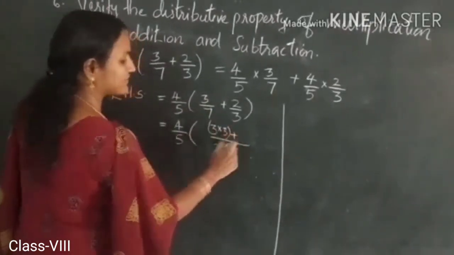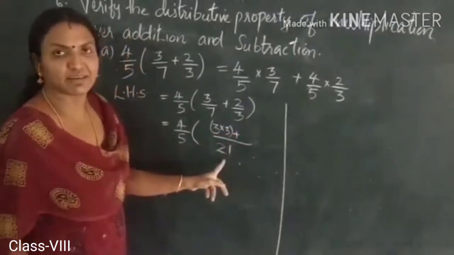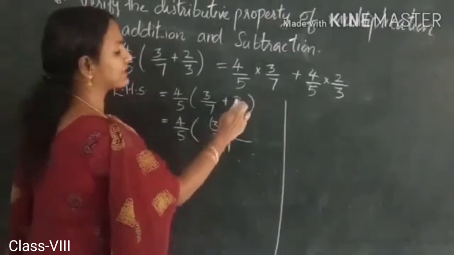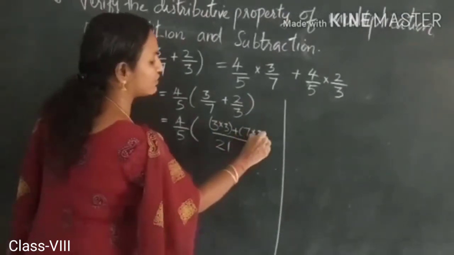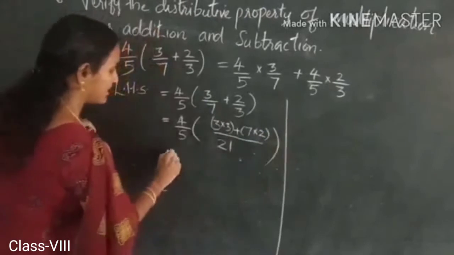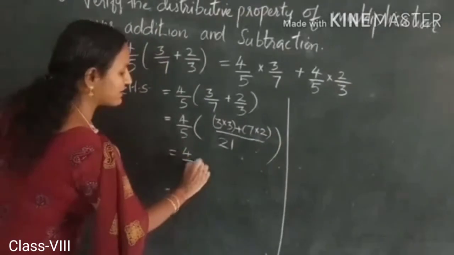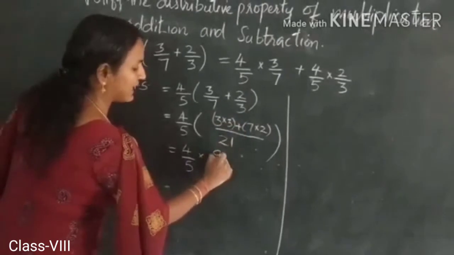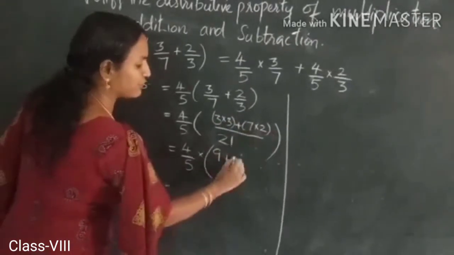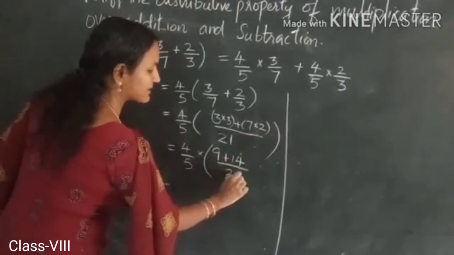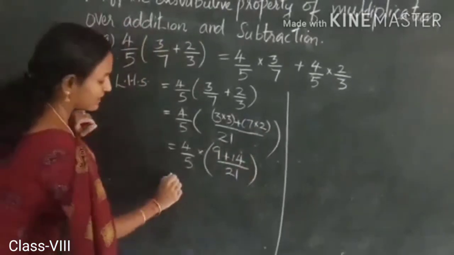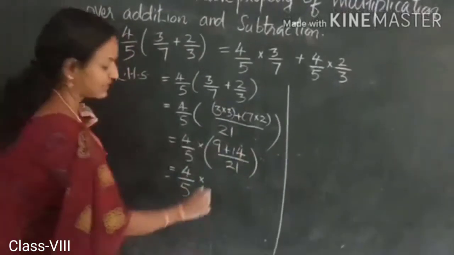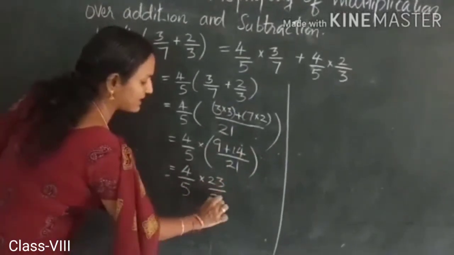plus 3 sevens are 21. So you have to multiply that 7 with the numerator 2. So 7 into 2 is equal to 4 by 5 into 3 into 3 is 9 plus 7 into 2 is 14 by 21, which is equal to 4 by 5 into 14 plus 9, 23 by 21.